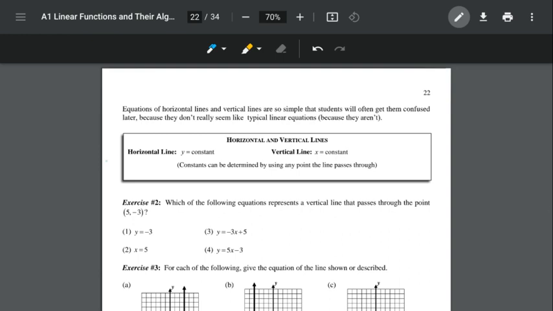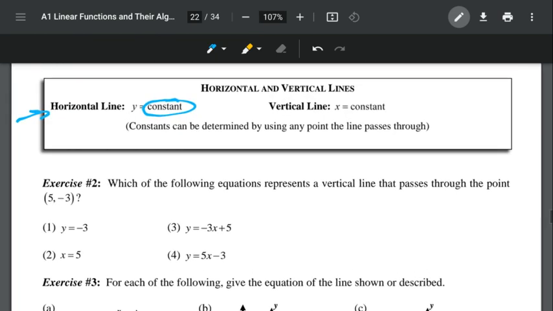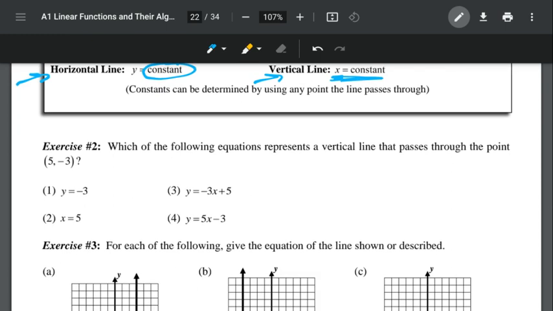So here is our definition for a horizontal line. Y equals constant, what constant means is a number, okay? Any number, that would say it's a horizontal. There's no x thing going on in here. But a vertical line is x equals some number. Okay, let's practice. Exercise number 2 says, which of the following equations represents a vertical line that passes through the point 5, -3? Because it's a vertical line, we know it's an x equals something. Look at your point, x, y, steal the x value. X equals 5. That's your answer.